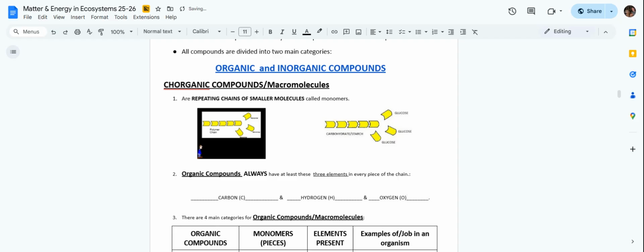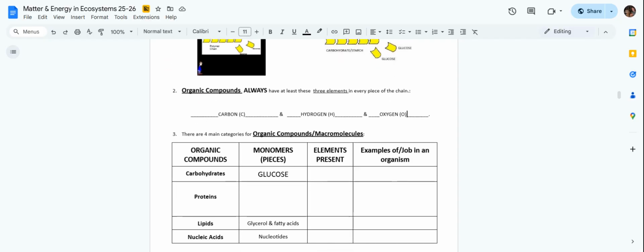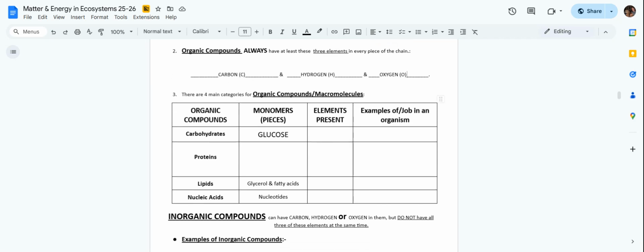So you can see that organic compounds have chains of repeating molecules. So they're usually big molecules with small molecules making them up. And they have to have carbon, hydrogen, and oxygen, hence the CHO. There are actually 4 types of these organic molecules: carbohydrates, proteins, lipids, and nucleic acids.